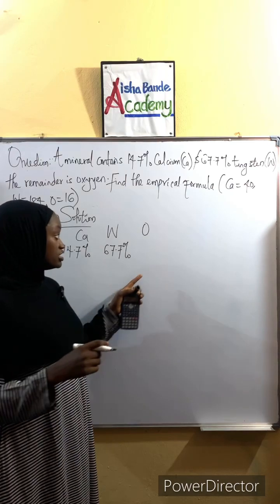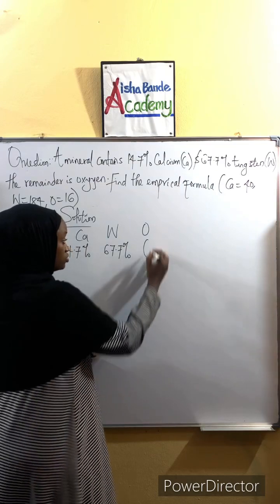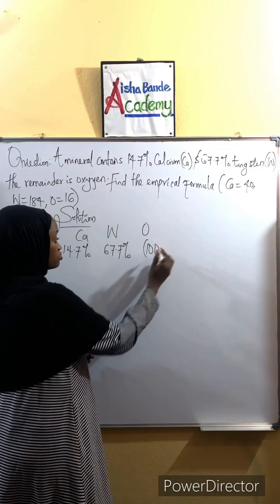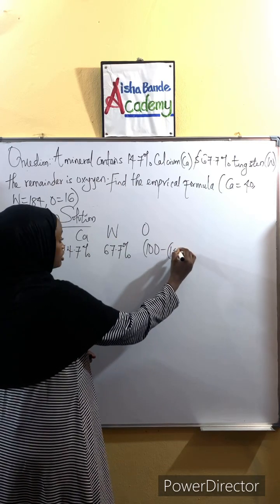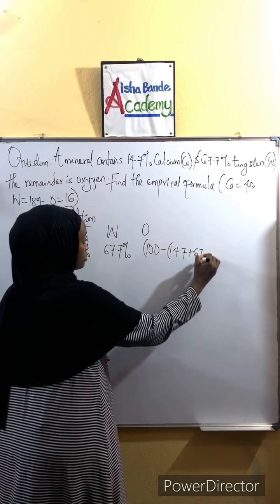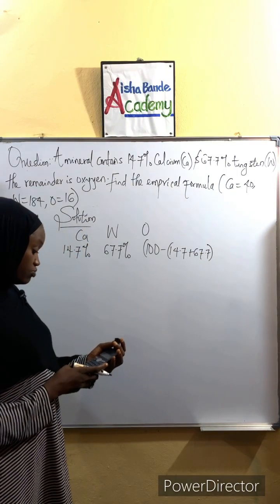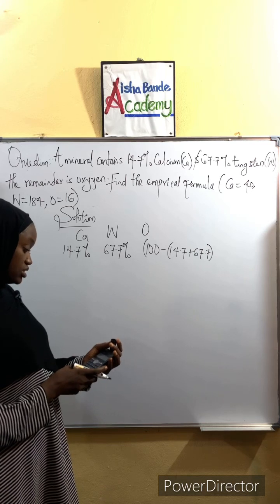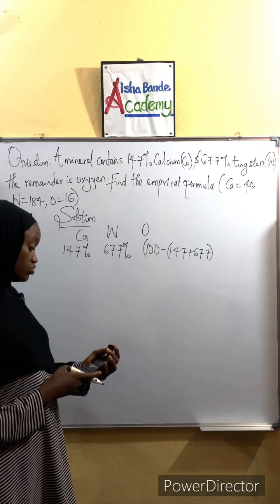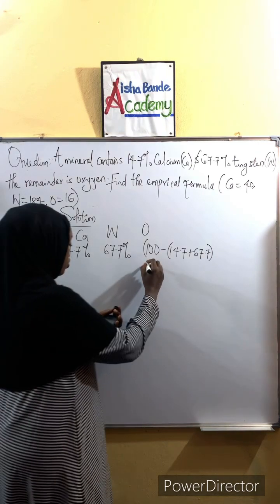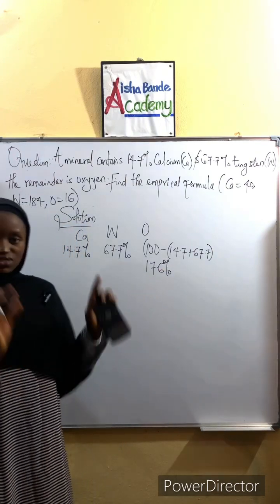We're told that the remainder is oxygen, so we have to find the percentage of oxygen. And this is very easy. We know that percentage is out of 100. So that of oxygen is going to be 100 minus the addition of these two, that of calcium and tungsten, which is 14.7 plus 67.7. Let's calculate this. 14.7 plus 67.7 gives us a value of 82.4. So all we need to do is say 100 minus 82.4, and we have the value for oxygen to be 17.6%. The addition of these three now gives us 100%.